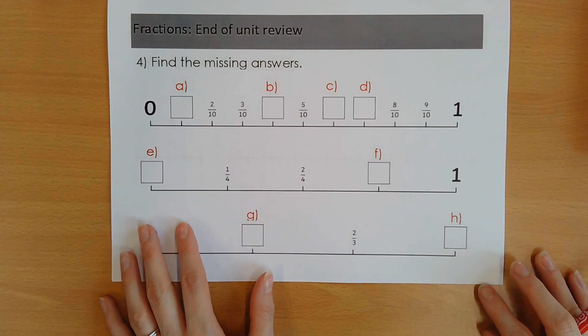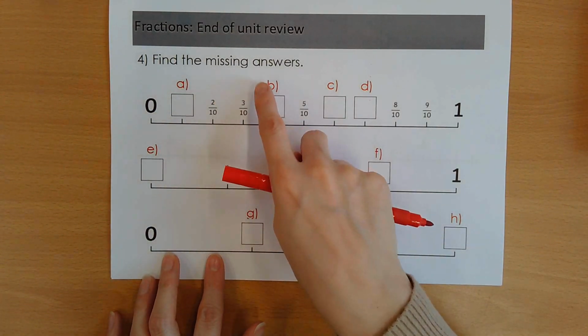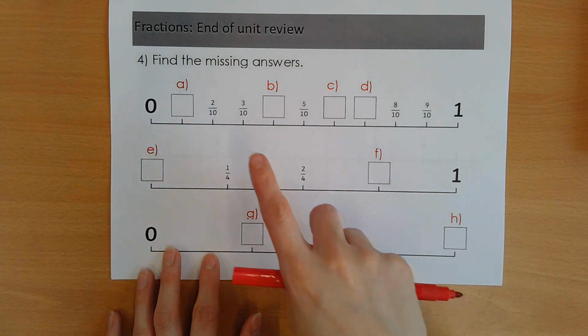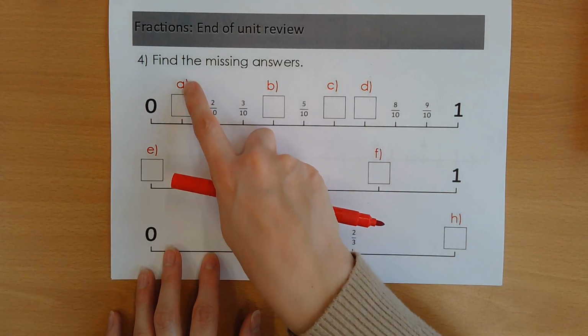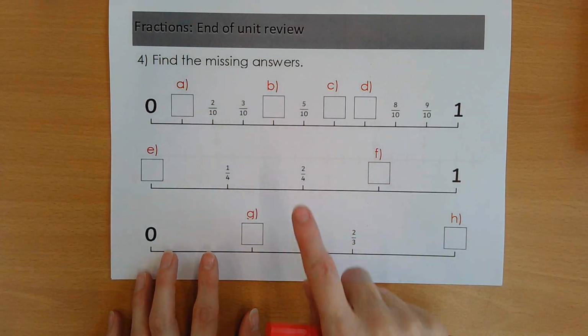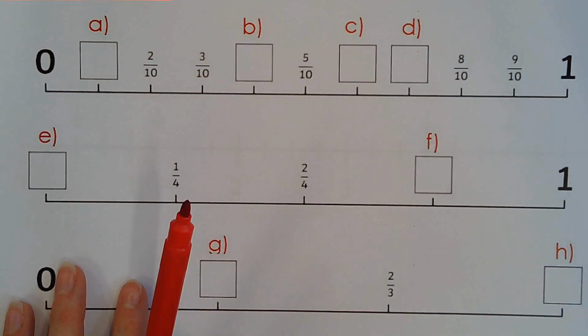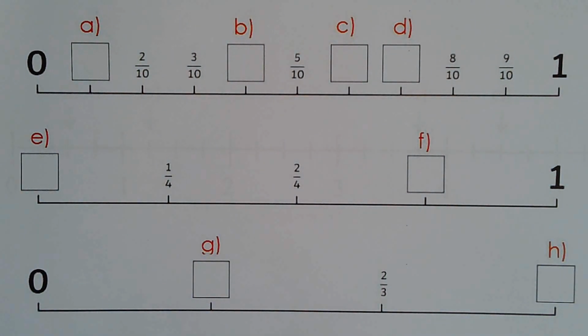Okay, so what you need to do now is look at the fraction number lines and work out which number or fraction is missing. Now I have labelled them so you can write down in your book or on your paper the letter and then what the answer is for each one. You don't need to draw it out, you can just do that to make it easier. Okay, pause the video and off you go.